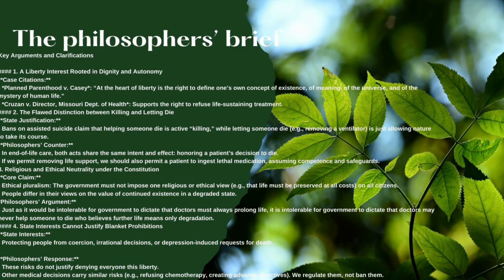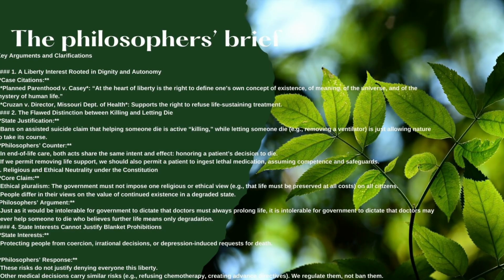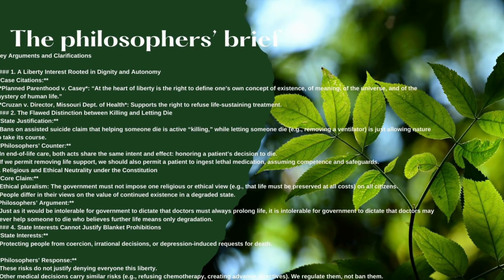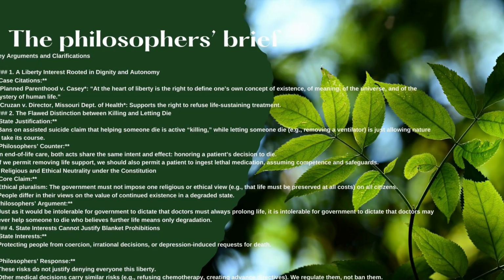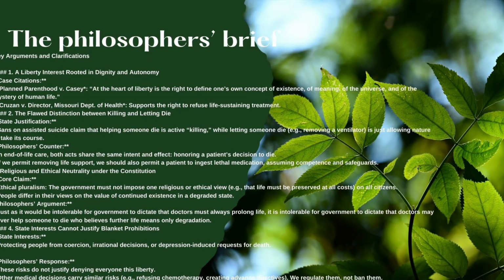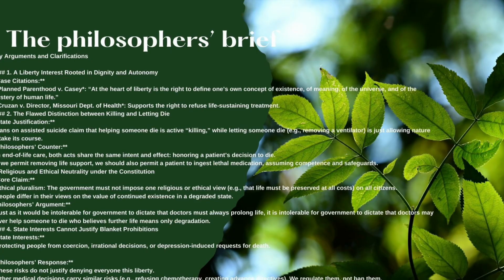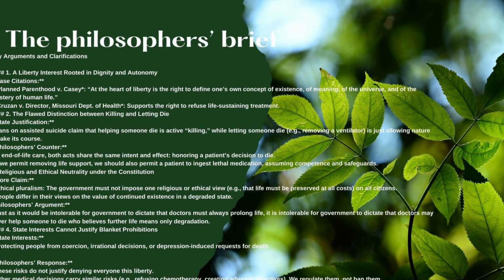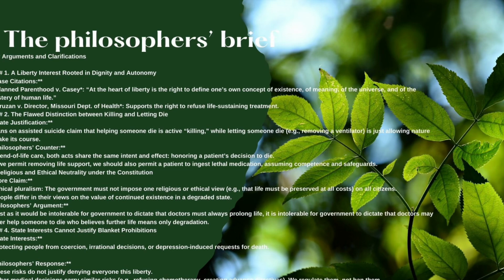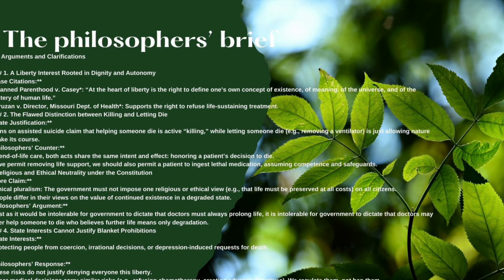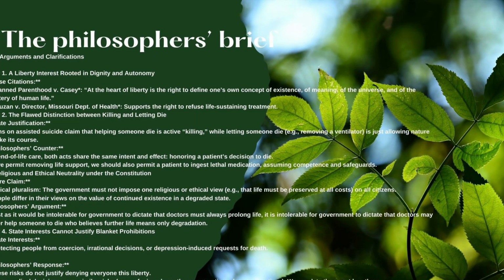The third part talks about the religious and ethical neutrality under the Constitution. A core claim is ethical pluralism. The government must not impose one religious or ethical view, such as that life must be preserved at all costs, on all citizens. They argue that people differ and we should recognize that. Some will resist death to the very end. Others see continued existence, intubated or unconscious, as a form of degradation. The state cannot constitutionally decide for them. As the brief states, just as it would be intolerable for government to dictate that doctors must always prolong life, it is also intolerable for government to dictate that doctors may never help someone to die who believes further life means only degradation.